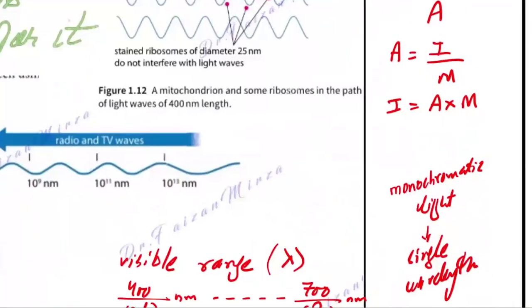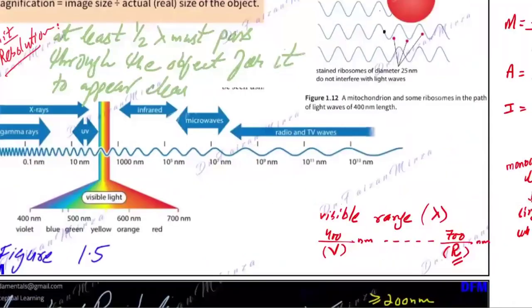We use a monochromatic light beam in our experiments or in questions. They tell you monochromatic light is used. Monochromatic light simply means light of a single wavelength. For example, when you're using white light, it has a combination of all these wavelengths from 400 to 700. All these are there together.